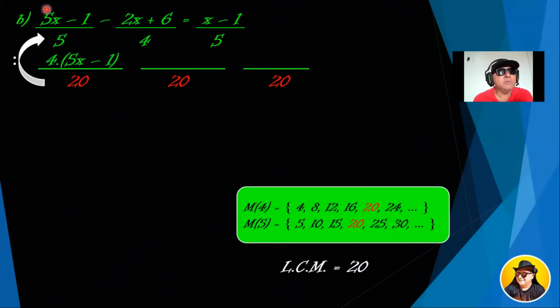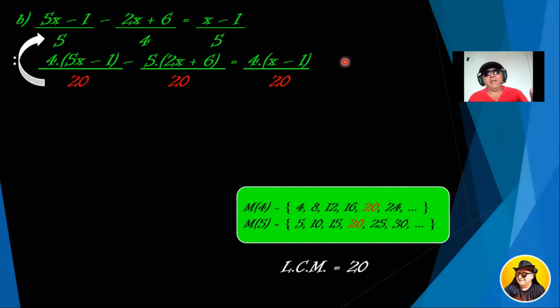And 4 times 5x minus 1 is something like this. And now 20 divided by 4 is 5. And 5 times 2x plus 6. Don't forget you have to write parentheses here in order to organize the equation better. And here 20 divided by 5 is 4. And so I have something like this: 4 times x minus 1.